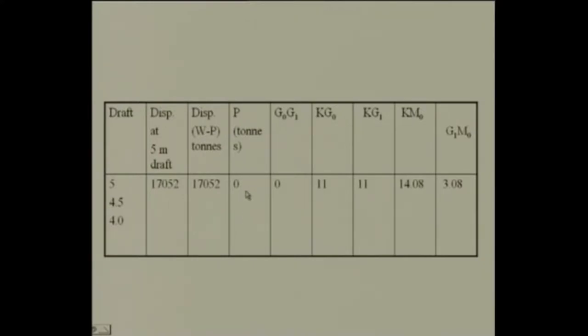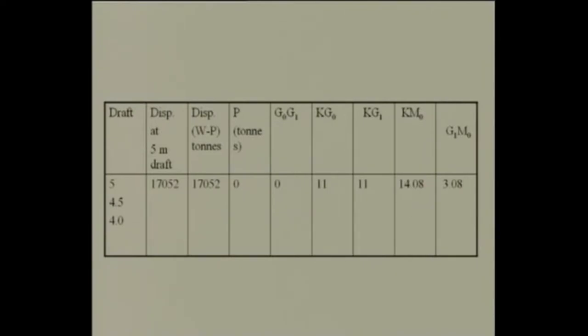I haven't written down the values. The problem is that you are given the hydrostatic data, you are given Km. Without this you cannot do it. Km values are given, different values at different drafts. I didn't write the whole thing, but there is a big table. Like this 14.08, 15.06, the Km will come for different drafts. And now your question is, find out the draft at which the ship becomes unstable.